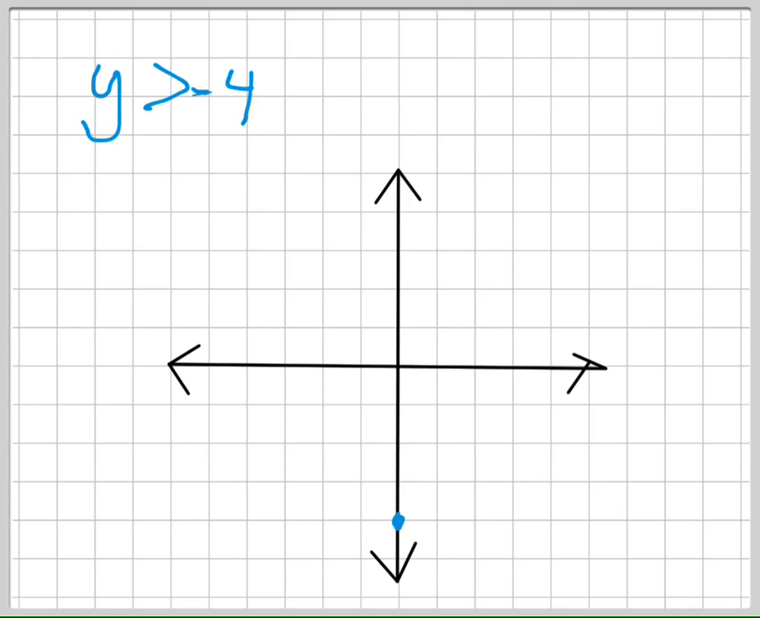But is it going to be a dashed line or a solid line? Very good. It's going to be dashed because it's just greater than.